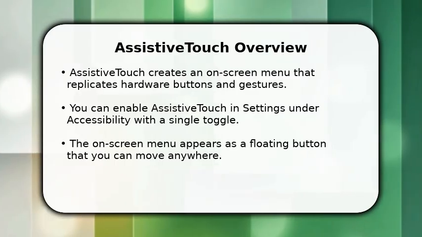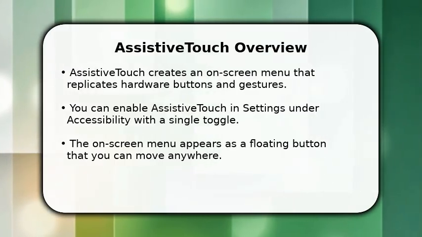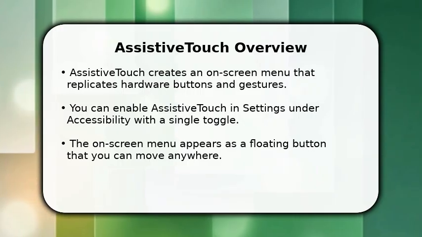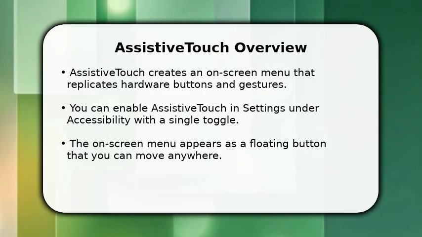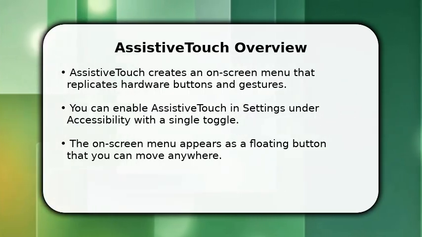Assistive Touch creates an on-screen menu that replicates hardware buttons and gestures. It helps when a physical button or gesture is difficult to perform. You can enable Assistive Touch in settings under Accessibility with a single toggle.